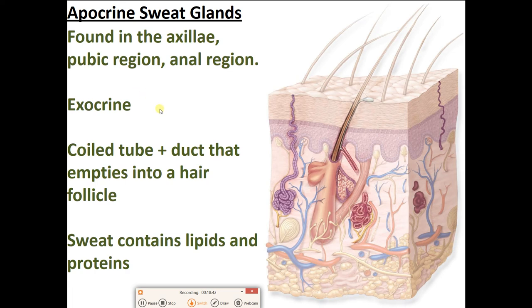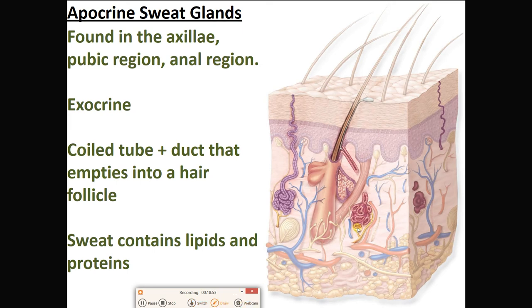Apocrine glands are exocrine as well. That means they're emptying a secretion onto a body surface. Now, there's still a coiled tube, and we see the coiled tube right here. Here's our coiled tube, and I put a little circle around that guy. And there's still a duct. There's a duct right there.